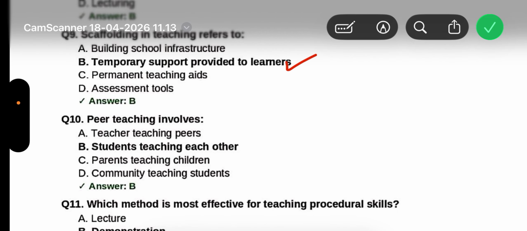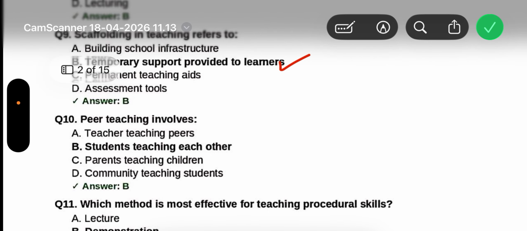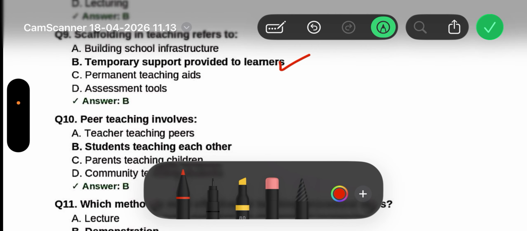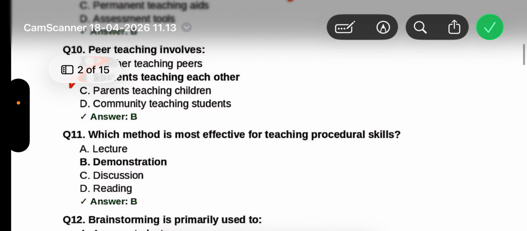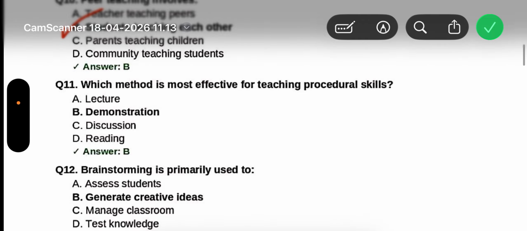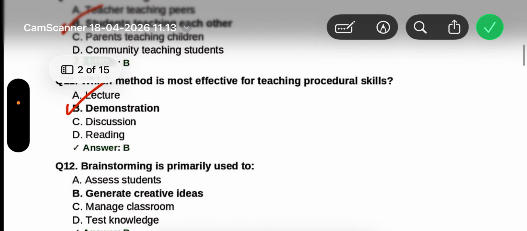Question number 10. Peer teaching involves students teaching each other, in which students collectively teach each other. It is called peer teaching. Question number 11. Which method is most effective for teaching procedural skills? Demonstration is the most effective method to teach procedural skills.